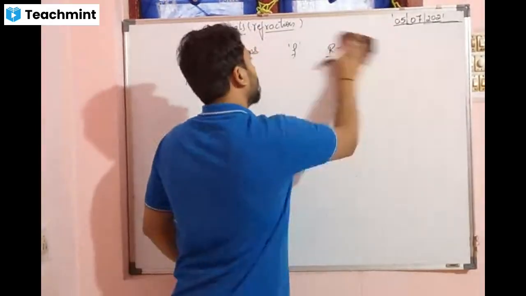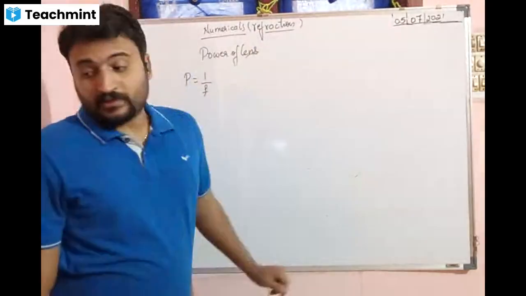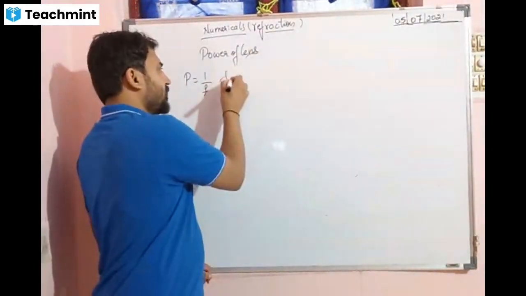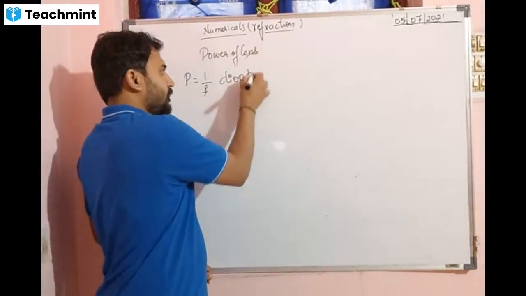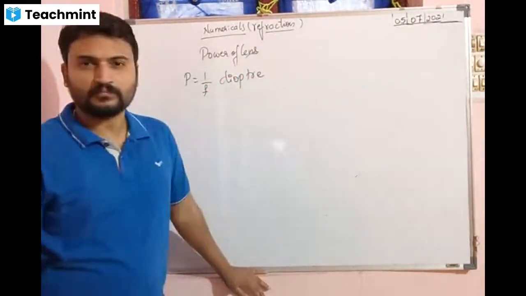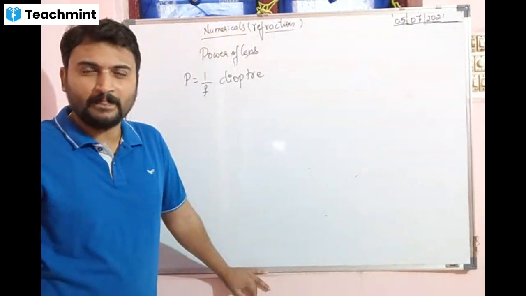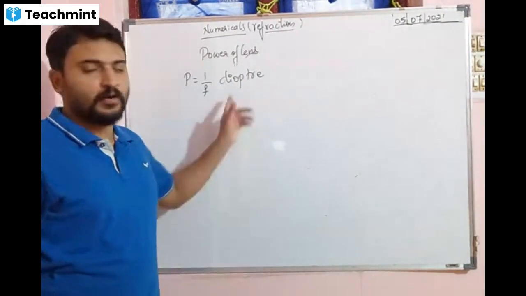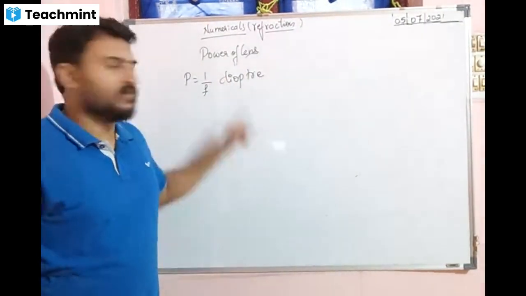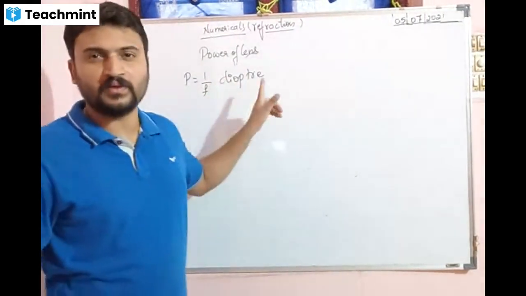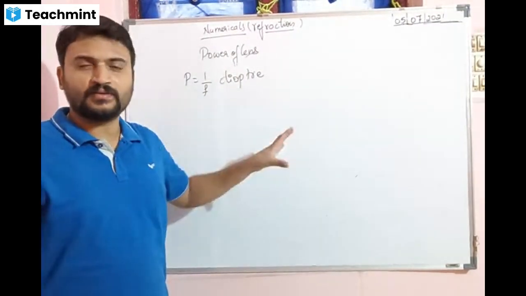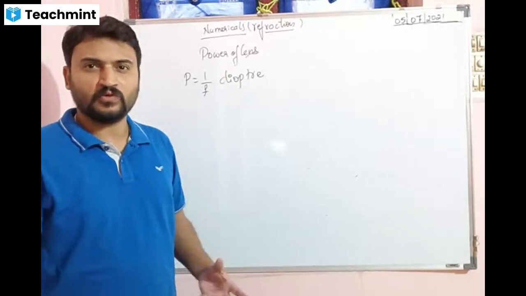We give it as 1/f. And we need the SI unit. The SI unit is diopter. The SI unit of power of a lens is the diopter. Got it? By this we will understand the focal length of the lens.